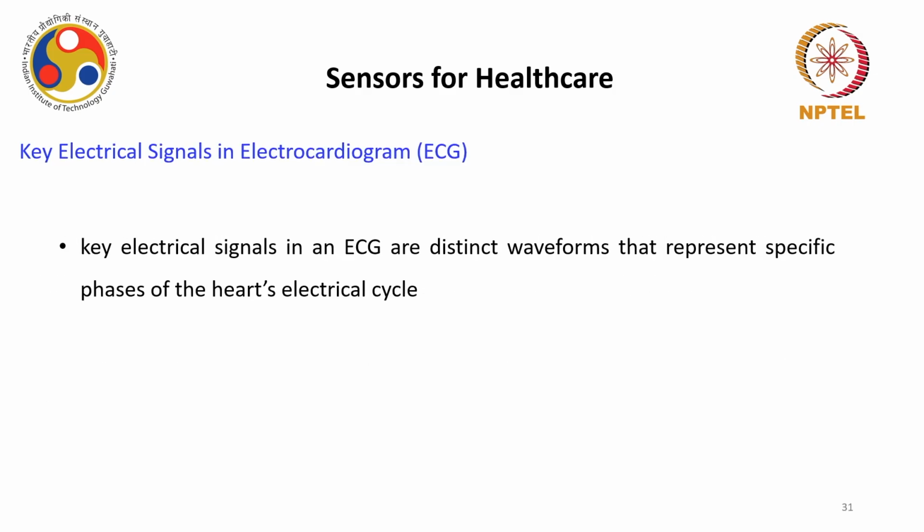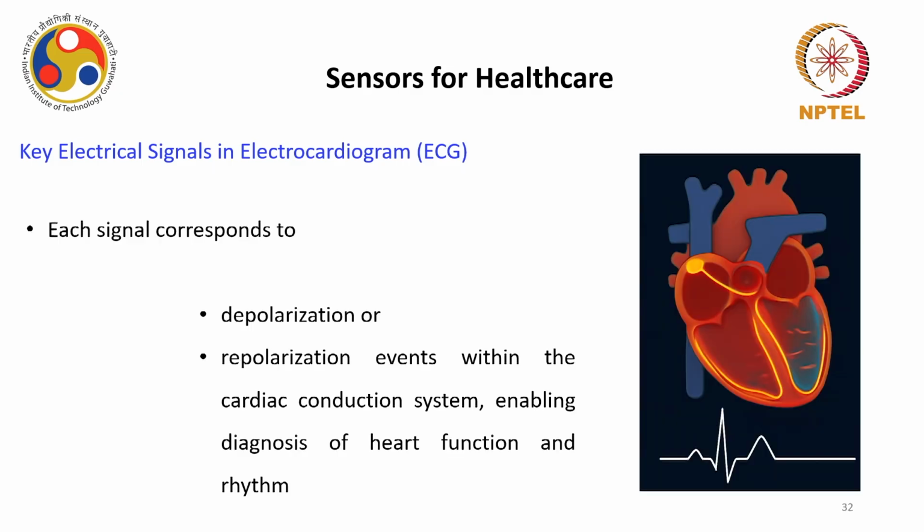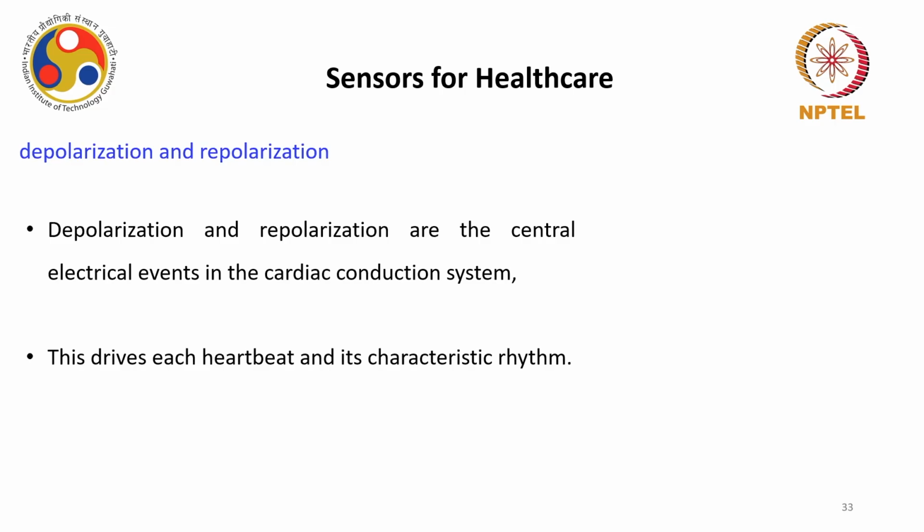The ultimate aim of all the electrodes that we have seen is to generate certain electrical signals, which are of great importance in the ECG. The key electrical signals in the ECG are the distinct waveforms that represent specific phases of the heart's electric cycle. Each signal corresponds to a depolarization or repolarization event within the cardiac conduction system, enabling diagnosis of heart function and rhythm.